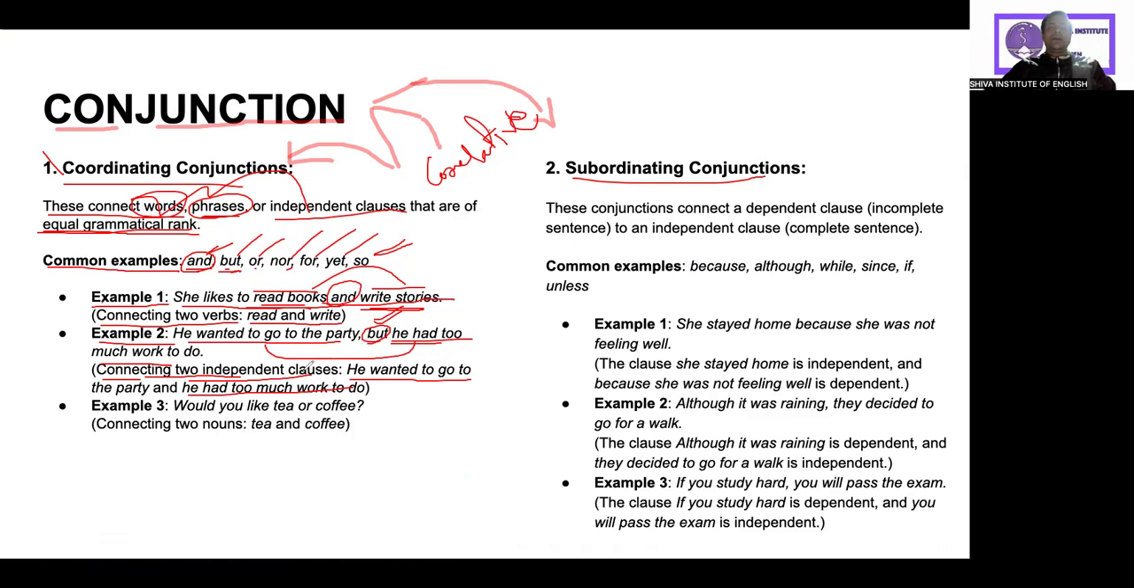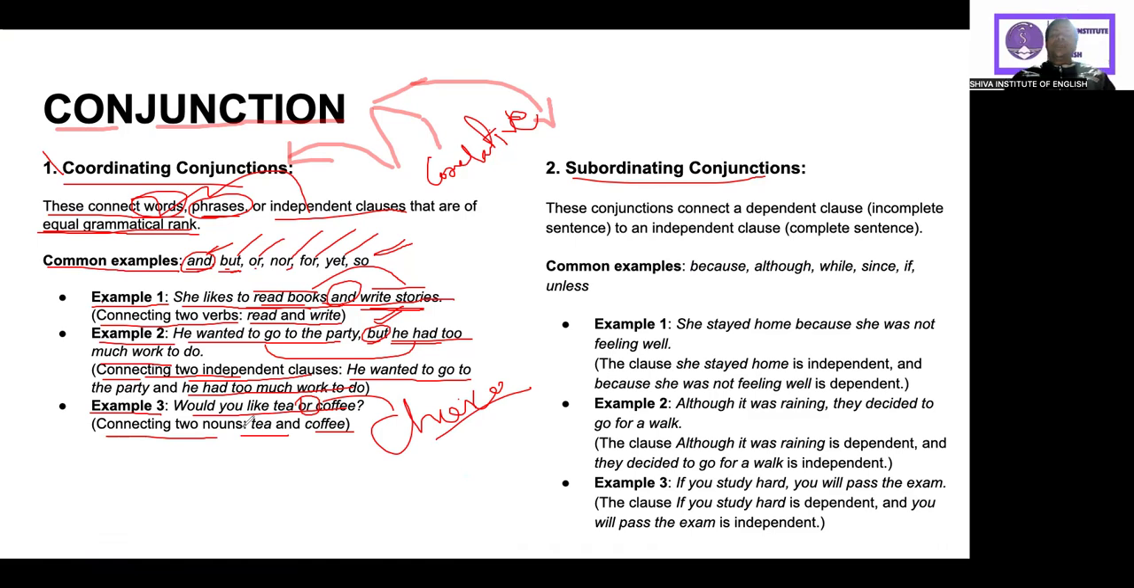At the same time, next example, example three: would you like tea or coffee? Would you like tea or coffee? So in that case, we find that the word or is given. So what is the job of the or? The job of the or is nothing but giving choice, right? That's what it gives, choice. So in that case, it offers what? It connects two nouns, tea and coffee.